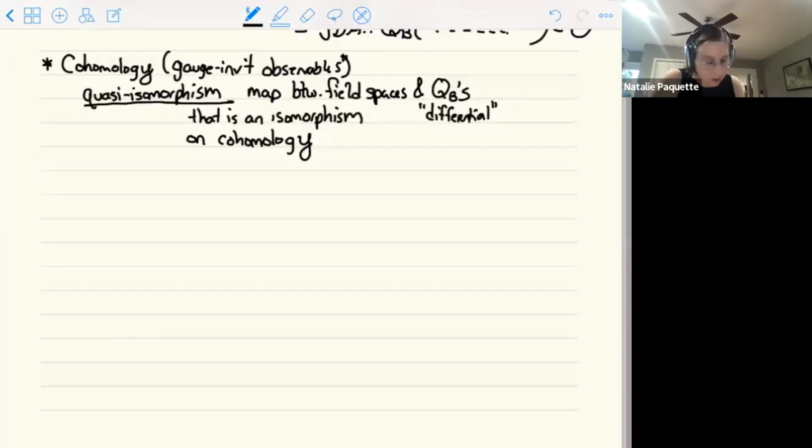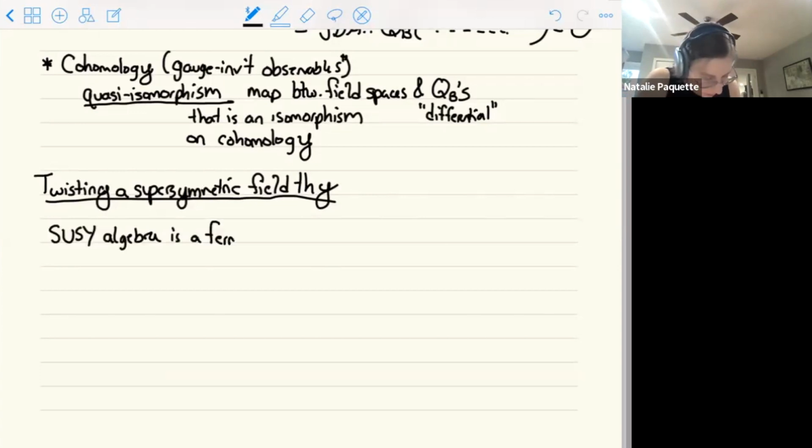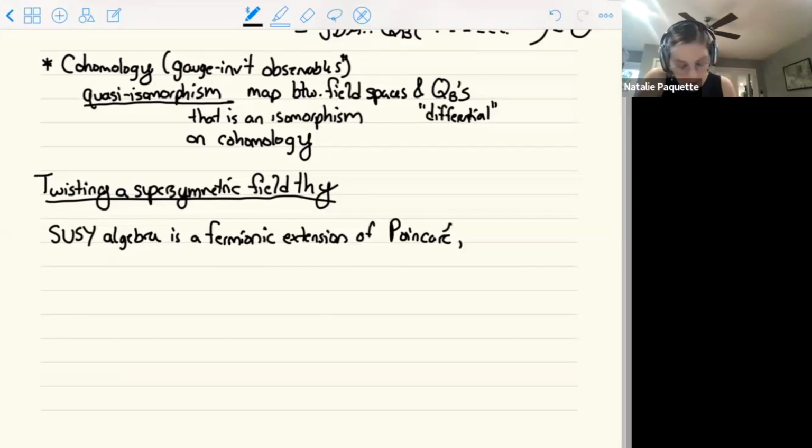Okay, so all of that was review, but now we're just going to use the same considerations, the same formal types of structures, and really twist a supersymmetric field theory. So a supersymmetry algebra is just a fermionic extension of the Poincare symmetry, or in the context of holography, it could be a fermionic extension of the full conformal symmetry, where you have additional anti-commuting generators called supercharges.